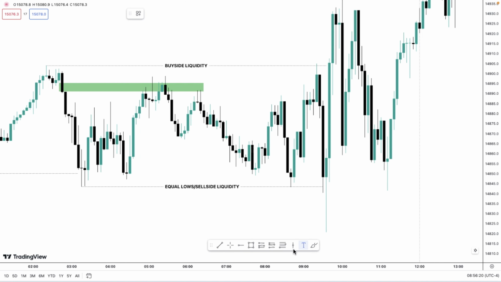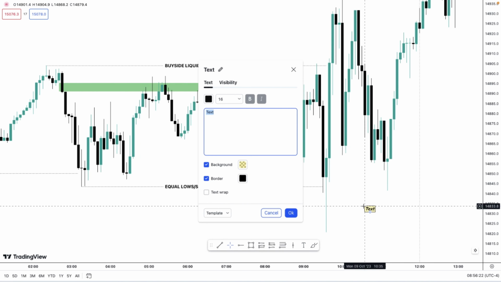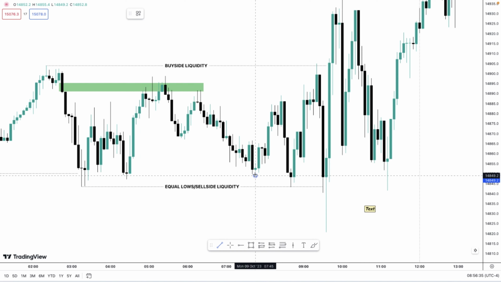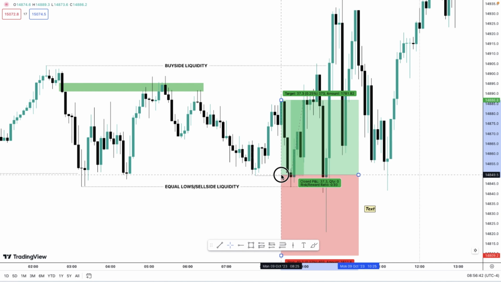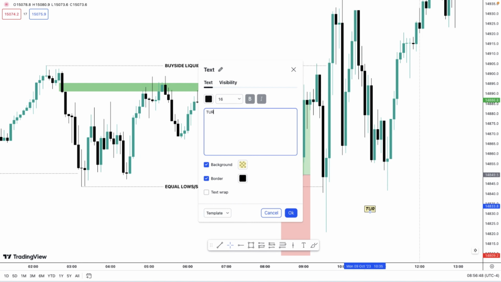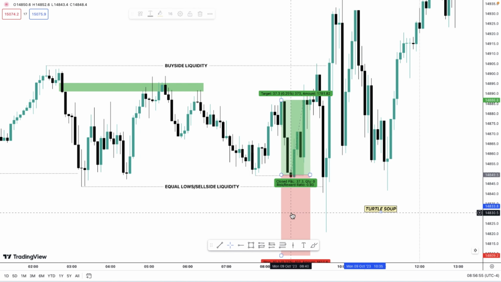I don't think you are brave enough to trade this, but there's a model called liquidity sweep. I forgot what that model is called. But what ICT does when he trades it is that as soon as price takes out this low, he buys. It's called a turtle soup. I don't know why he calls it a turtle soup, but he calls it that.